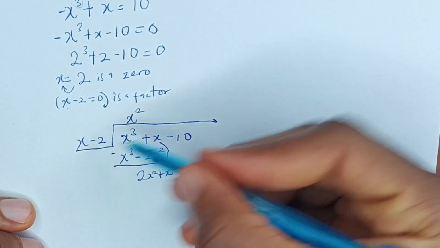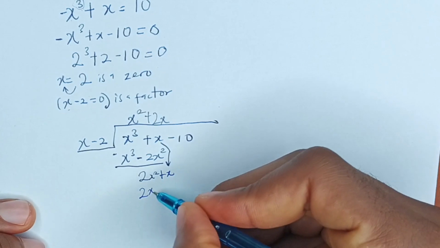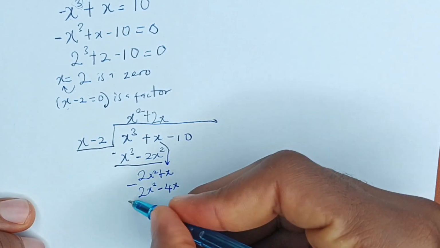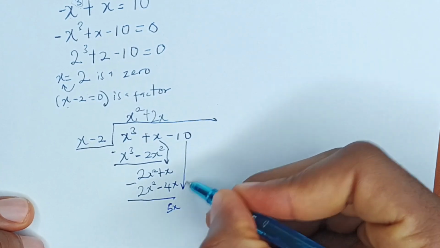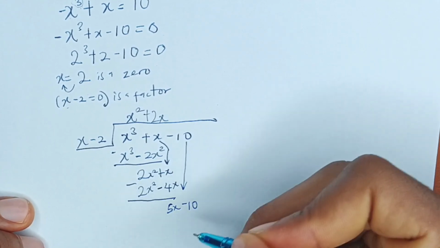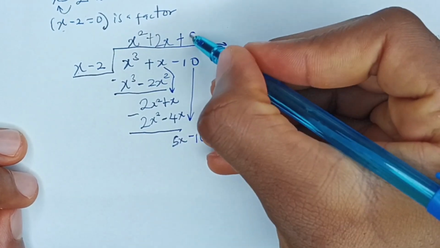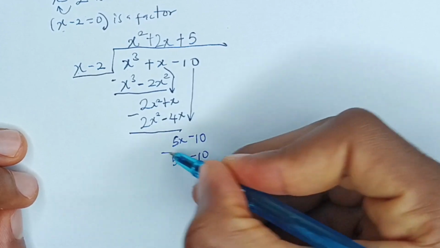Now, 2x squared into x is plus 2x. This is now 2x squared minus 4x. When we subtract, we have 5x left. We'll bring down negative 10. Right? So 5x minus 10. Divide this, we have plus 5, and then we have 5x minus 10.